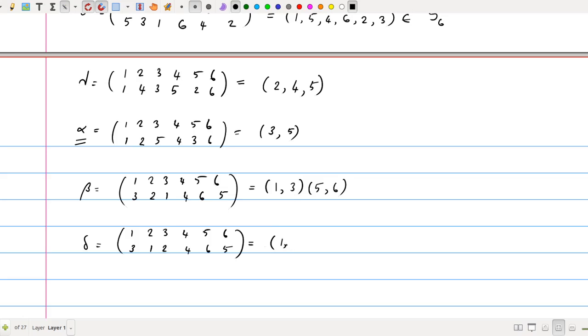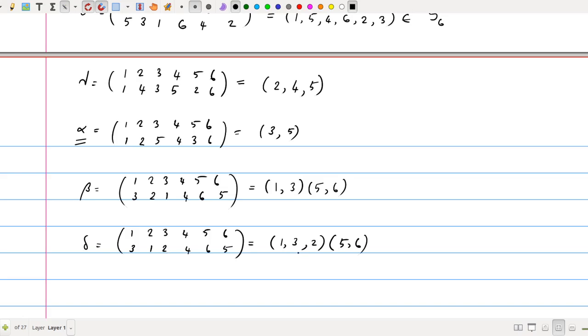One is of length 3, that is 1 goes to 3, 3 goes to 2, and 2 goes to 1. So this completes one cycle, and we have other symbols which undergo changes. So 5 goes to 6 and 6 goes to 5. Since 4 was fixed, we skip that and we write this as 5 goes to 6 and 6 goes to 5. So this gives the expression for delta as a product of disjoint cycles.